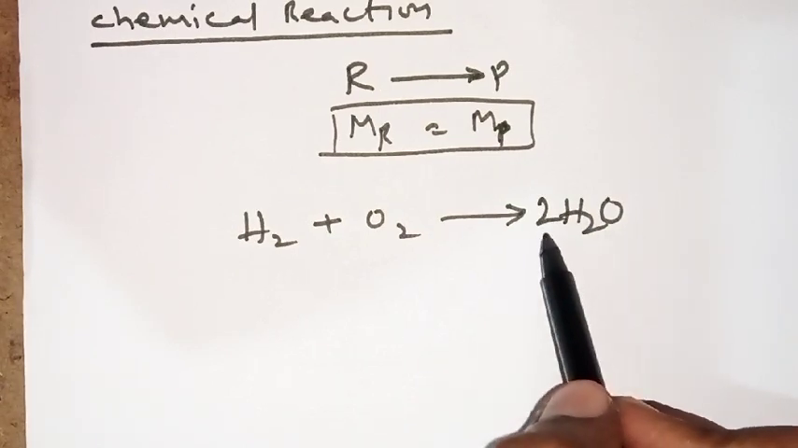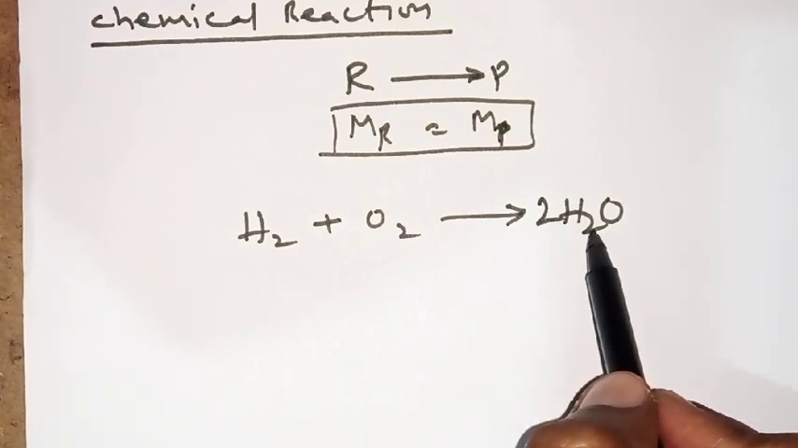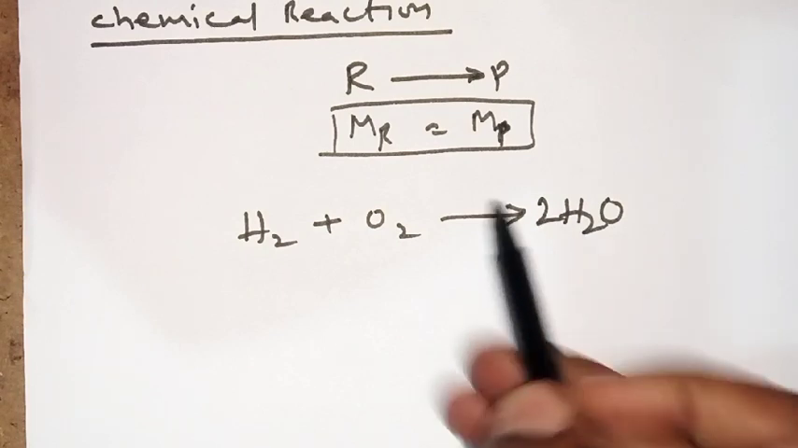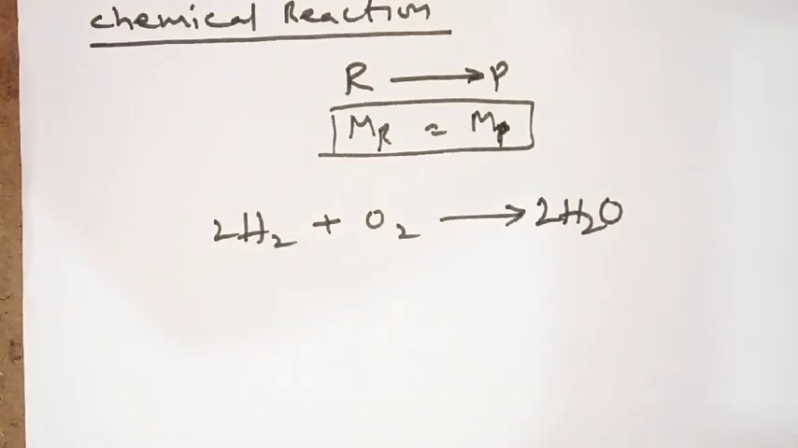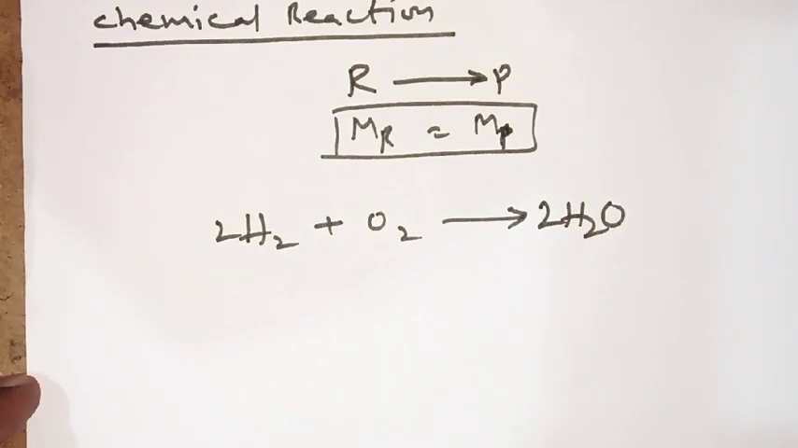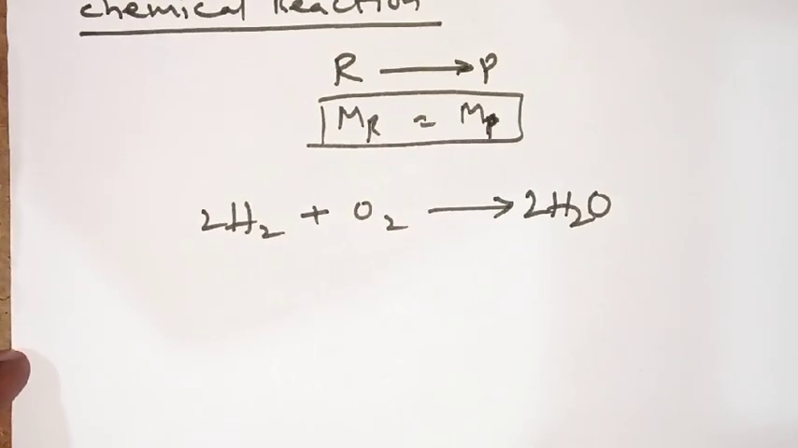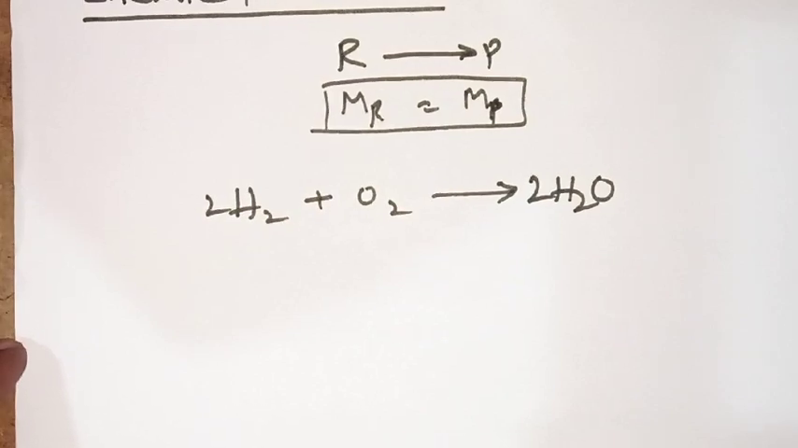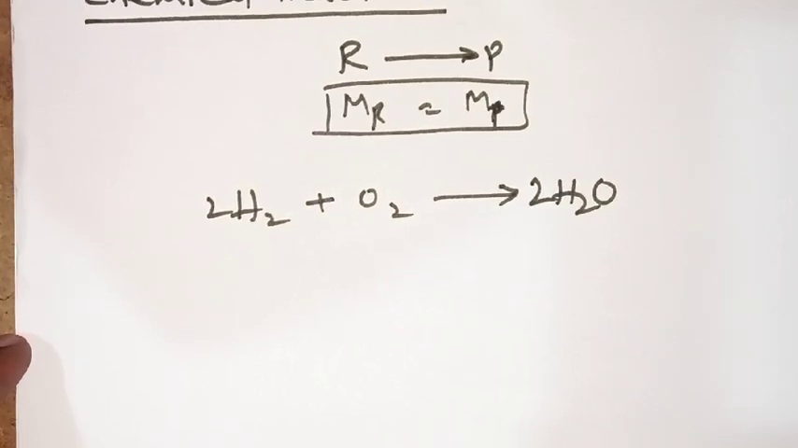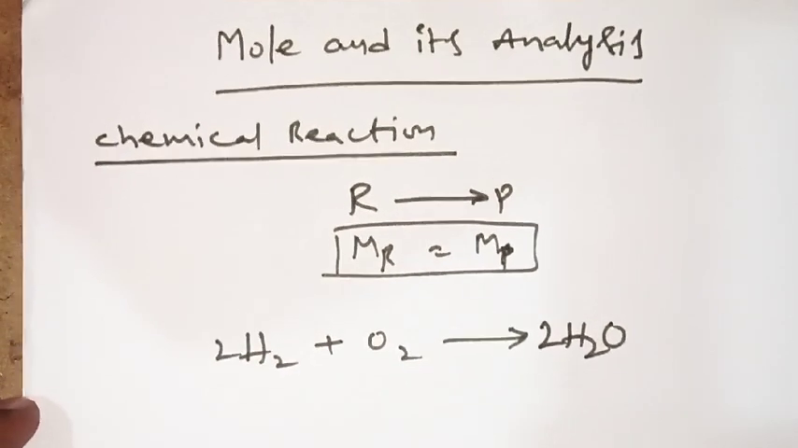But due to putting 2, the hydrogen number increased. That is why 2 into 2, 4 hydrogens. So put 2 here, and automatically hydrogen is balanced. This is the simplest way of balancing an equation, just by observing. This is also called the hit and trial method. We will also do a separate lecture on balancing equations. Now observe how to analyze this reaction in terms of mole.